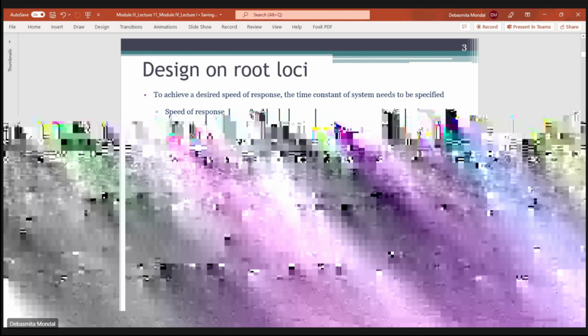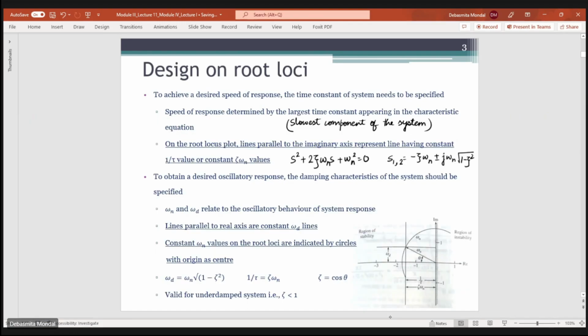Okay. So these are the poles of my closed loop system. The real part of the poles is minus zeta omega n, and the imaginary part of the pole is given by omega n square root of 1 minus zeta square. So for a line parallel to the imaginary axis at the point zeta omega n, the value of the real part remains constant, while the value of the imaginary part changes depending on where on the line you are.